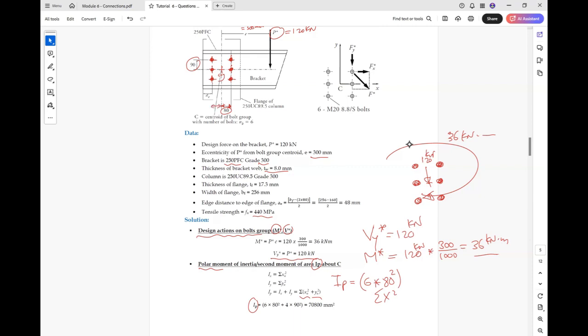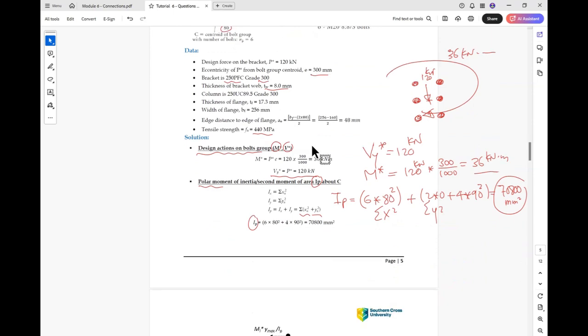Because if this is our origin, 0 and 0, all of them are 80. Plus for summation y squared, we have 2 times 0 plus 4 times 90 squared. Is that correct? So these 4 have 90, these 2 have 0. So it is a total of 70,800 millimeter squared. Okay, are you okay with this one?